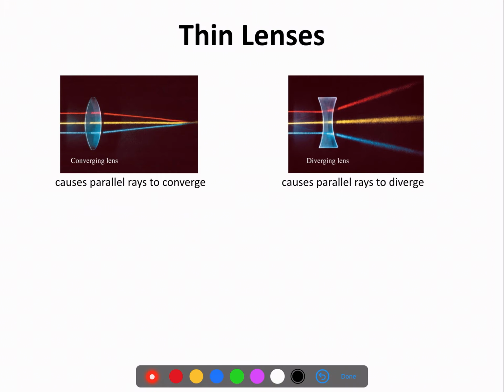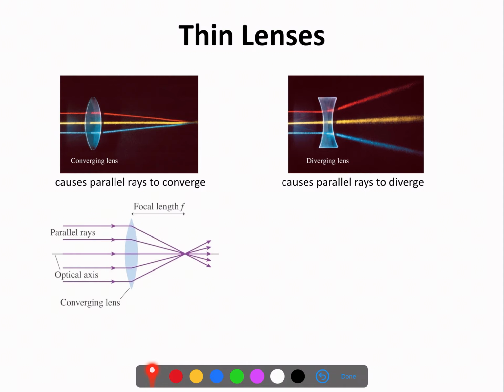So remember, a converging lens causes parallel rays to converge, and a diverging lens causes parallel rays to diverge. And you'll notice the thing here is that all these rays coming in are parallel. If they're not parallel, you'll have a slightly different behavior. So this is just a very simplified model. Okay, so where do those things converge?